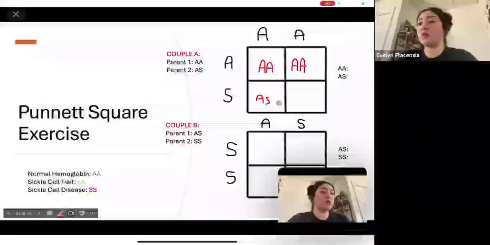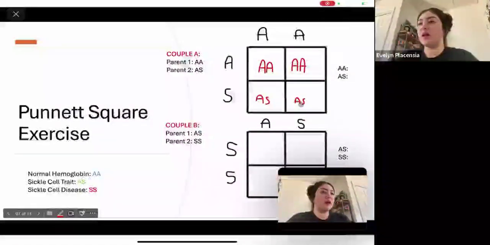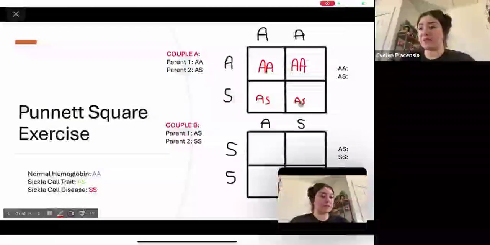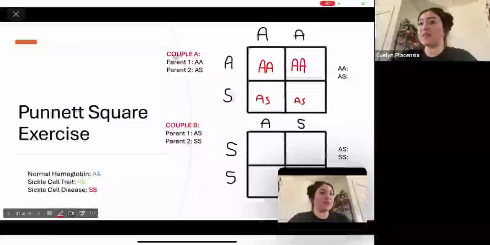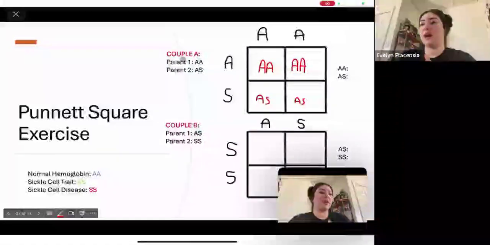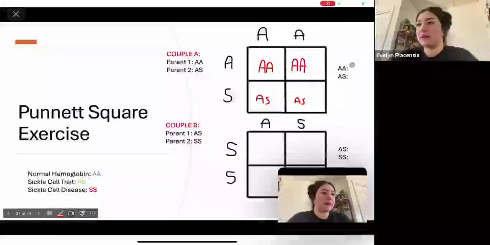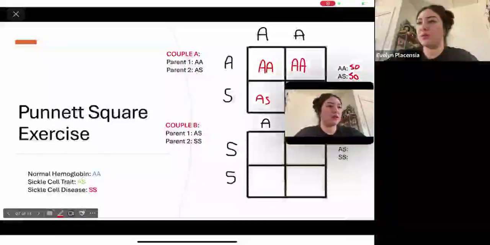Okay, now we're at 25% chance of them being a carrier. And that makes it a 50-50 chance if this couple A has children. Let's see if I can write 50, 50. Okay, move back to my camera.